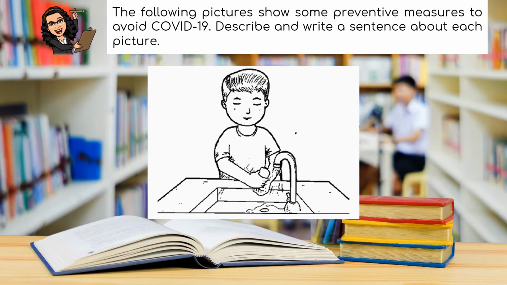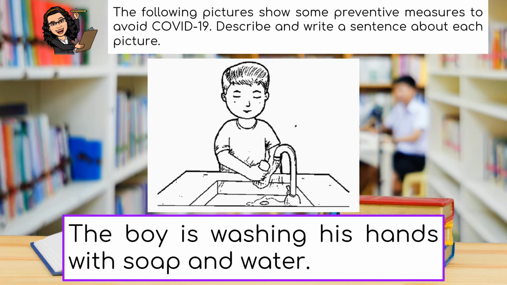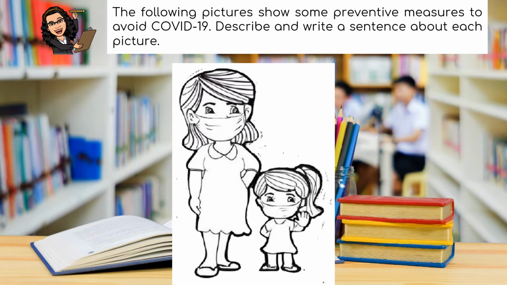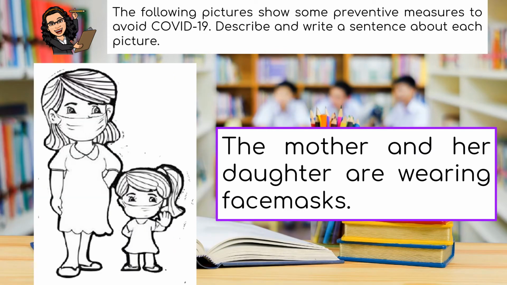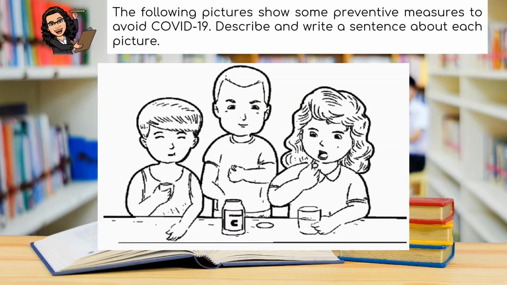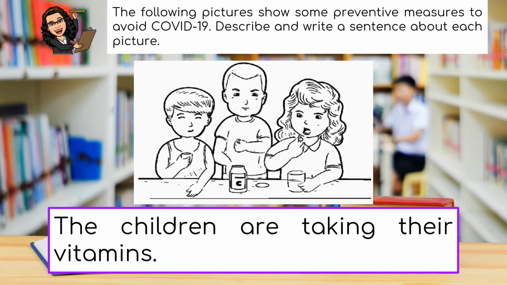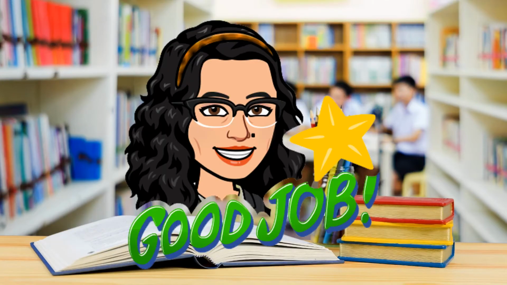In this picture, what is the boy doing? Your answer might be like this. The boy is washing his hands with soap and water. Write a sentence about what you can see in this picture. In this picture, the mother and her daughter are wearing face masks. Describe and write a sentence about this picture. The children are taking their vitamins. Are your sentences correct? Good job!